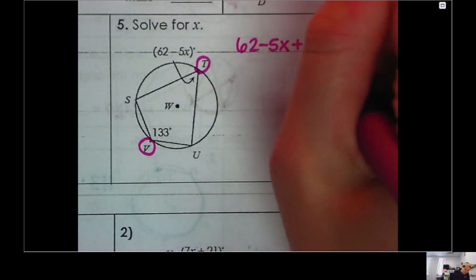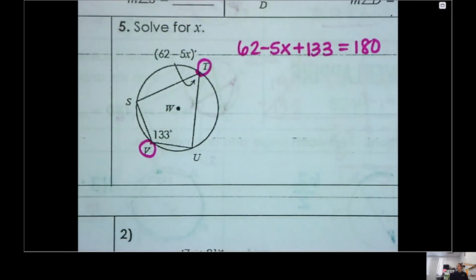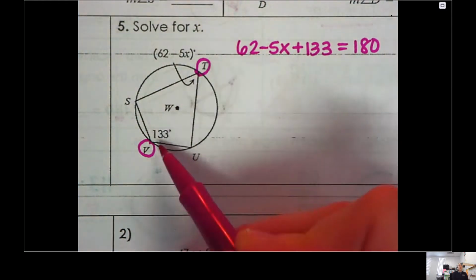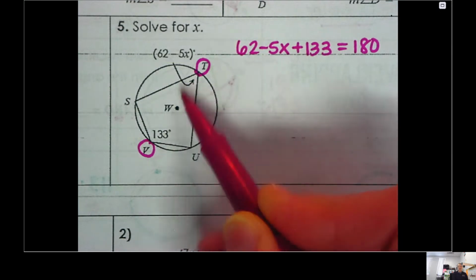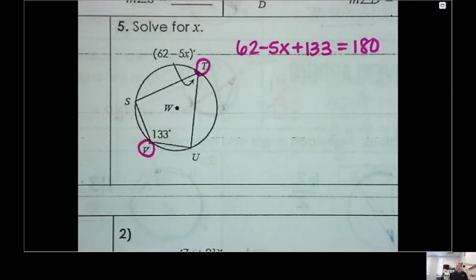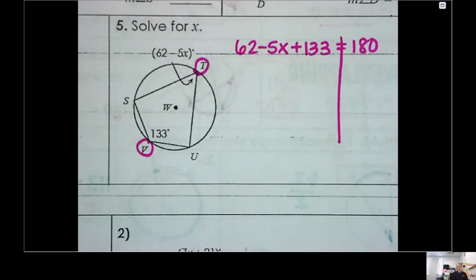Perfect. You also could have, if you wanted to, said, if you know these are both 180, you could have subtracted 133, gotten this angle, and then set this equal to whatever that angle is. There's multiple ways to get the same answer. Either one's cool with me. But you gotta do some algebra. Okay? All right, and then you combine some like terms here.